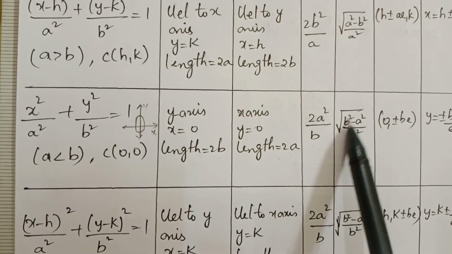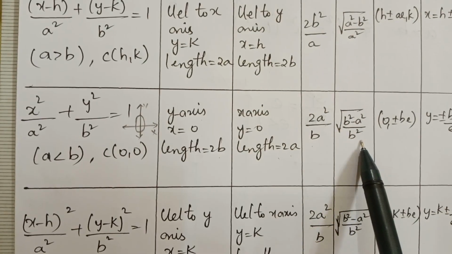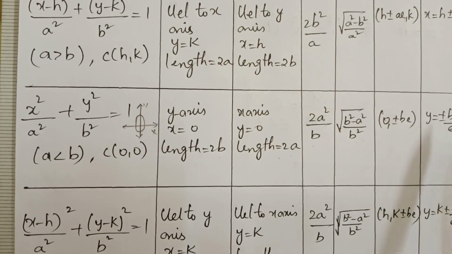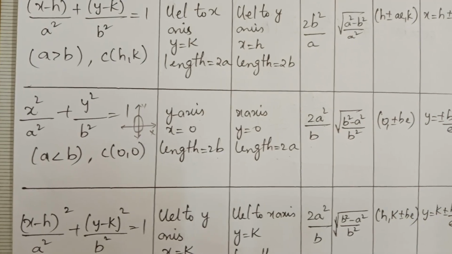Here, as b is greater, the eccentricity is root of b square minus a square by b square, and the foci are given as (0, plus or minus b), and the equation of the directrix is y equals plus or minus b by e.